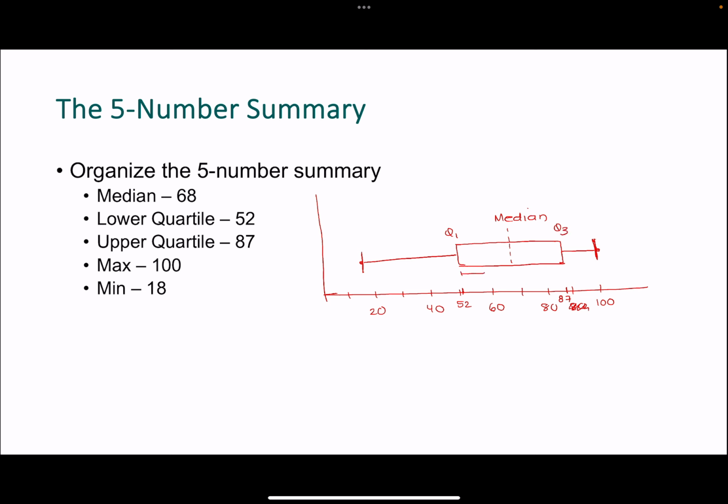This is my interquartile range. This is my lowest point. This is my highest point. And if you see from here to here, it's my whole range. So actually, once you have the 5-number summary, the box and whisker plot is very easy to graph.